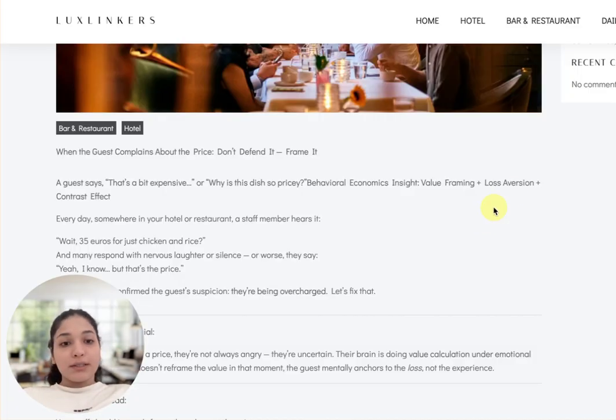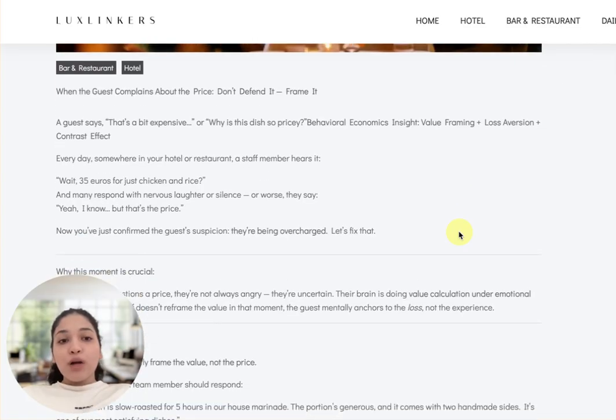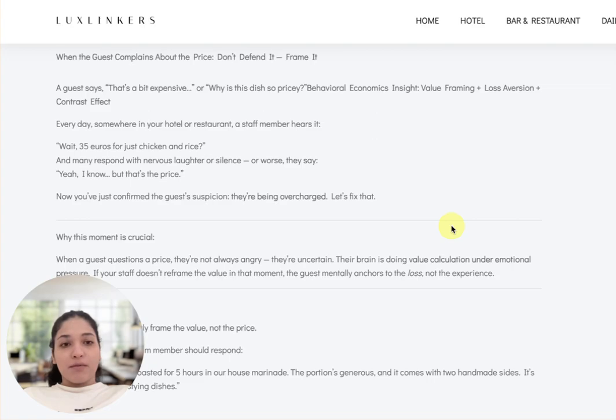What your staff really have to do is not defend it. You have to frame it. You have to know how to frame your work, your service well. For example, a guest says, "That's a bit expensive," or "Why is this dish so pricey?" When you face these kinds of sentences, you can use some behavioral economic insights, which are value framing, loss aversion, and contrast effect. Contrast effect is the main and most important insight that you have to learn.